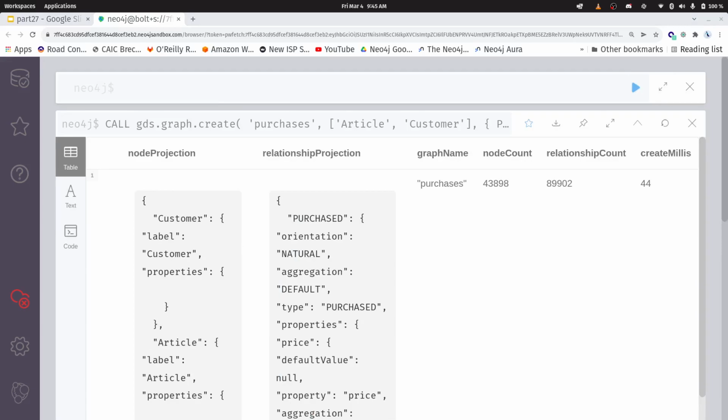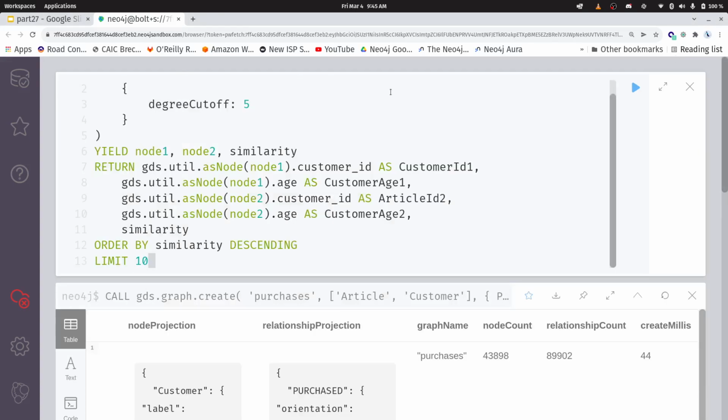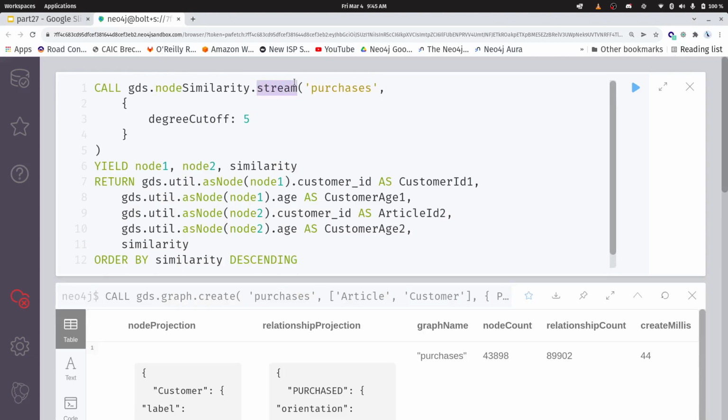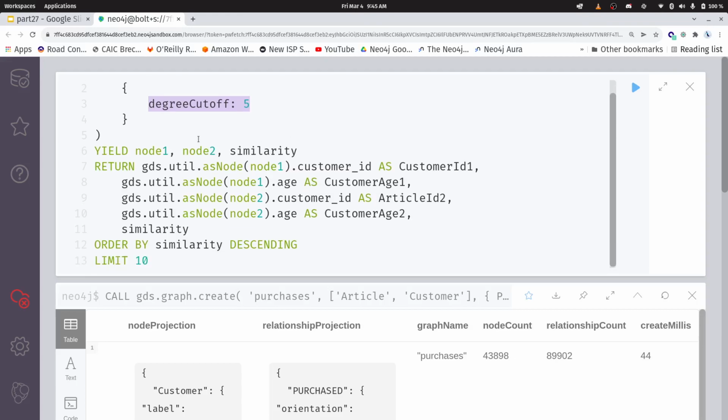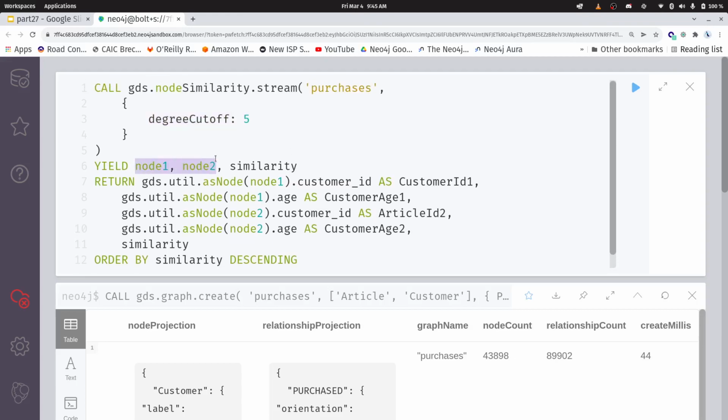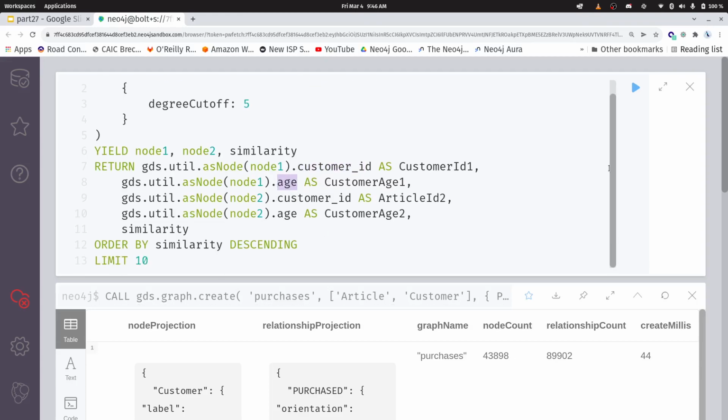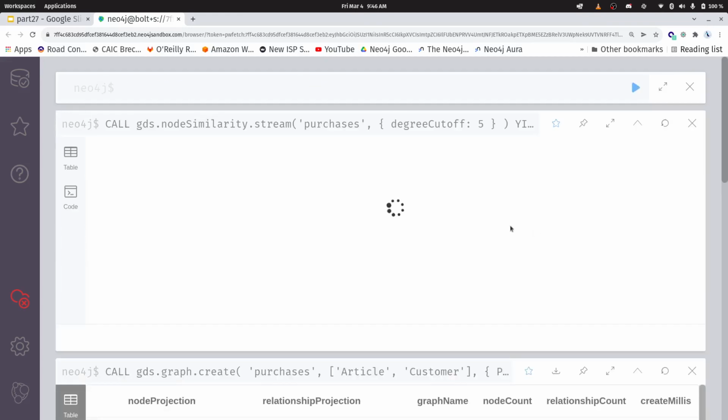Now let's look at node similarity. I have this node similarity streaming to the screen, and node similarity is order n squared, so we want to try and keep the number of nodes that we're using down. We're doing that with this term degree cutoff. We're saying that any node that has a degree less than 5, we're not going to consider for node similarity. Then we're returning nodes that are related to other nodes. And in particular, I recommend you go check out how we convert out of this memory space that doesn't have any meaning to us. We're going to yank out our customer ID for node 1 and the age, same with node 2, and we'll return it by descending similarity scores.